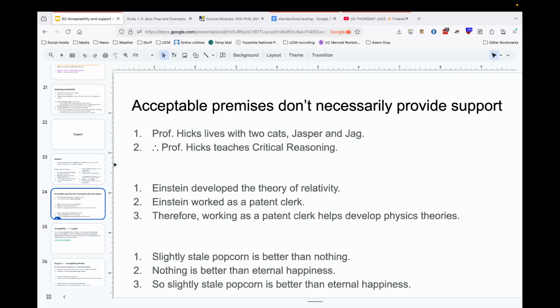Take a second, see if you can explain to yourself why. Why does support break down in this example about Einstein? And once you've thought about it, talk about it at your tables for a second. Why does support break down in the second example?